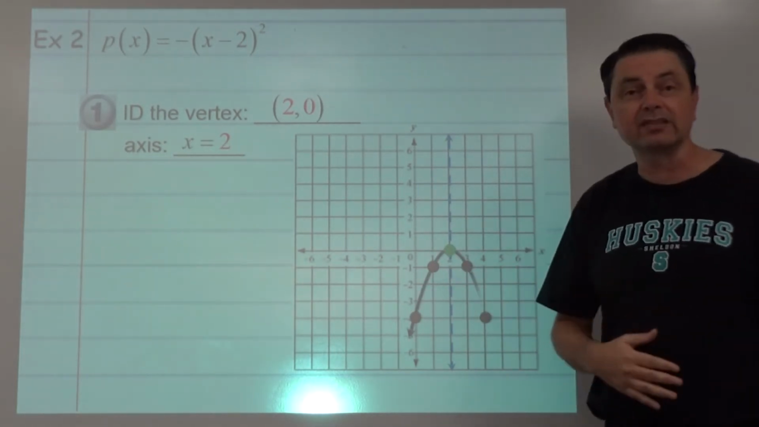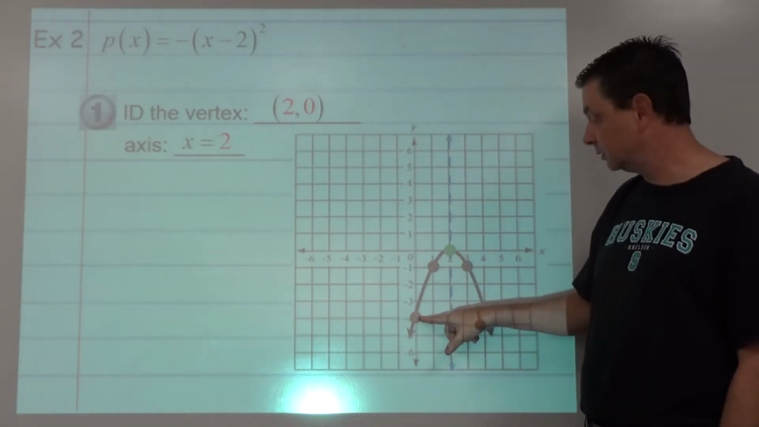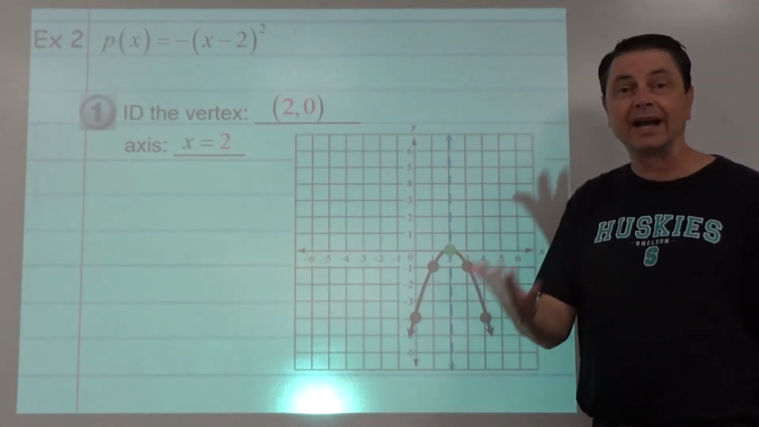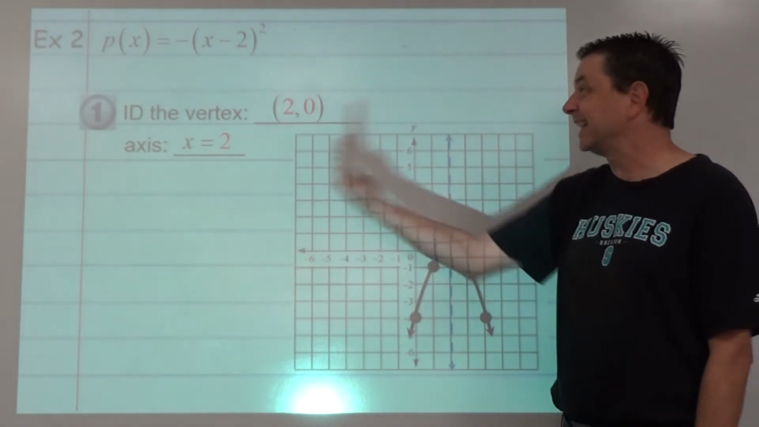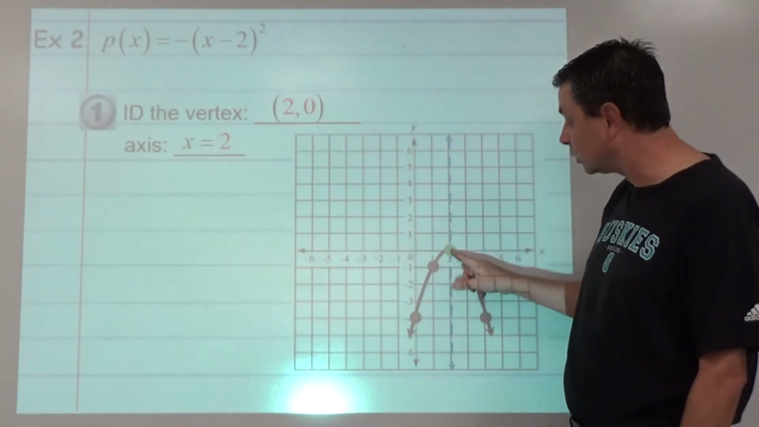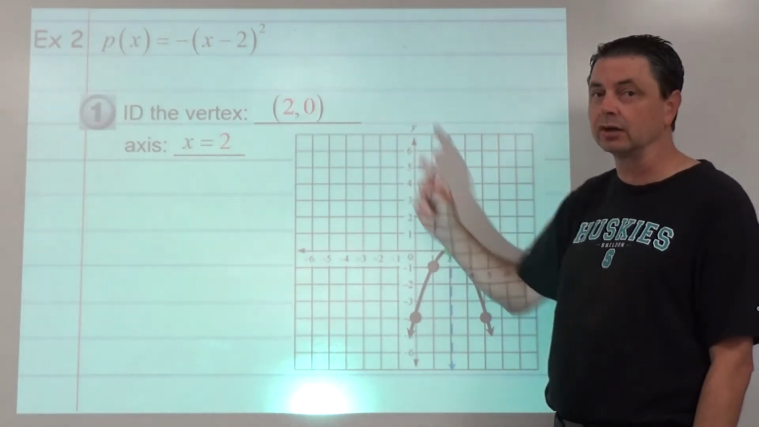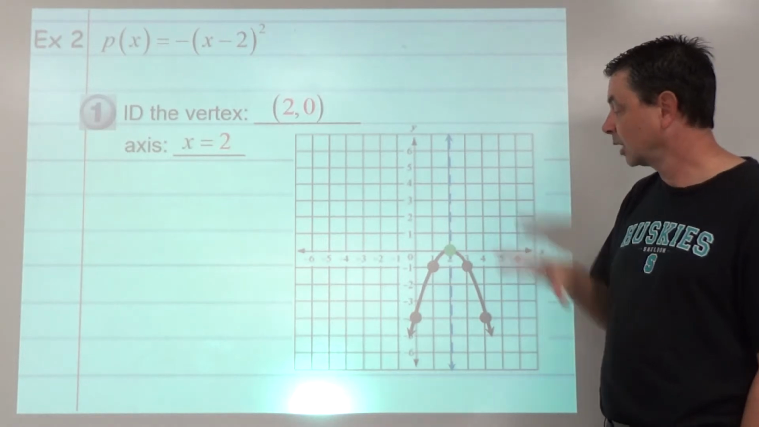And again, if we were asking for the y-intercept, we would see it on the graph right there: 0, negative 4. If they were asking for the x-intercept, sometimes we may not know how to find them, like in the last one, we would be guessing. But this one, we know that's on the x-axis, 2, 0, and it's the only one. But there's our graph.